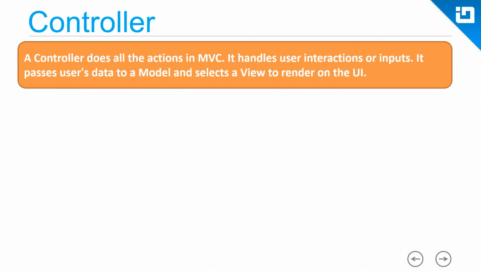Let us come back and now start coding. Before we code, let us start with the controller. What is a controller? The controller does all the action in MVC. It handles user interaction or inputs. It passes user data to the model and selects a view to render on the UI. So the controller is the guy which takes the user input.